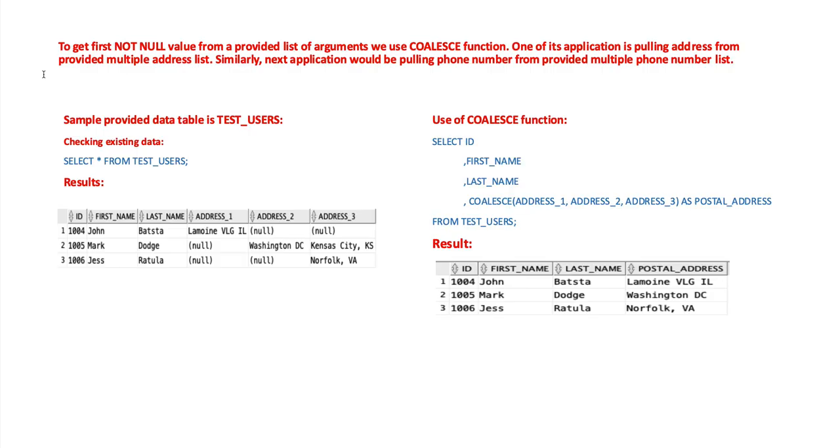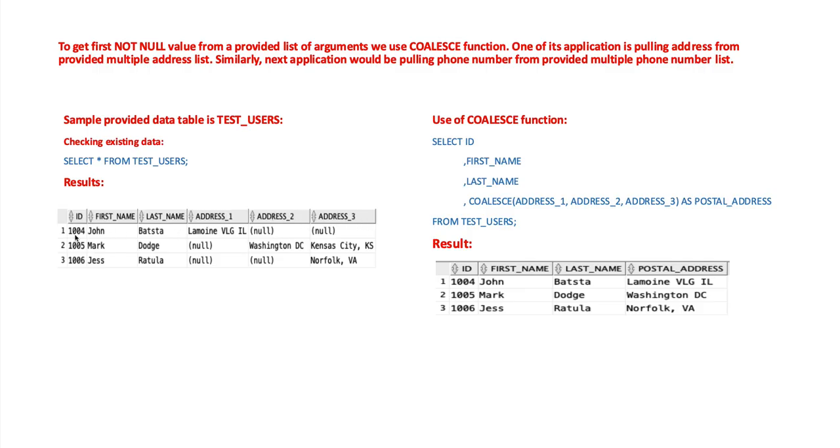First of all, let me check data from the table. Select star from test_users. When we run this code, it will provide the result as shown below. This is sample data. The table contains ID, first name, last name, and it has 3 columns for address: address 1, address 2, and address 3.